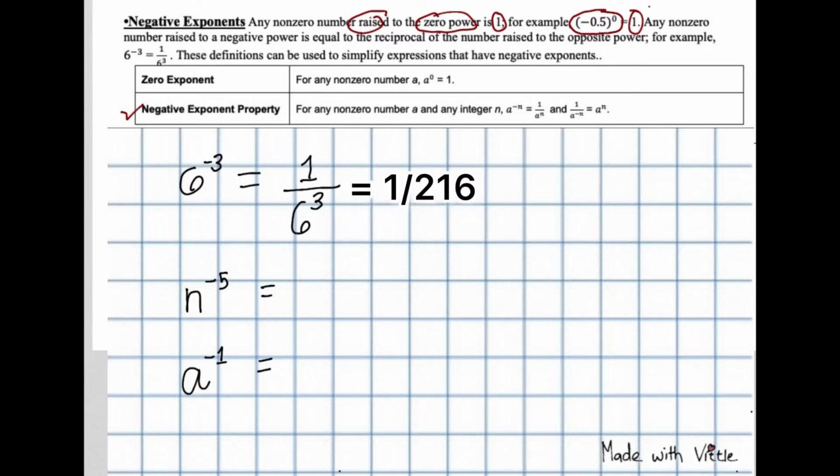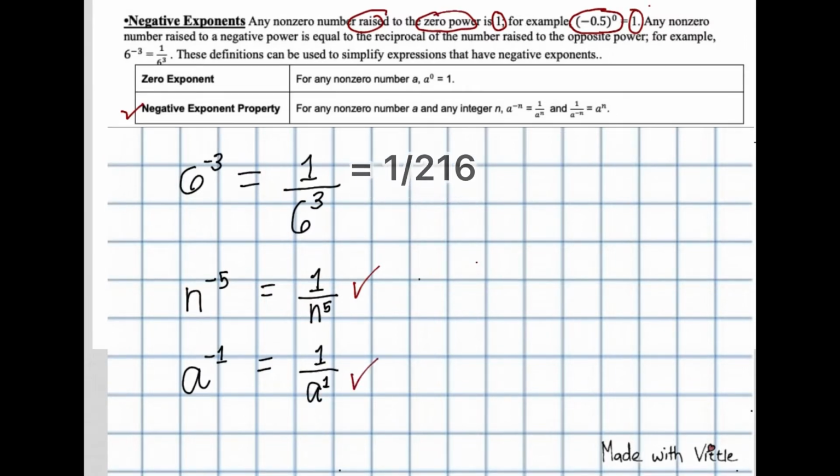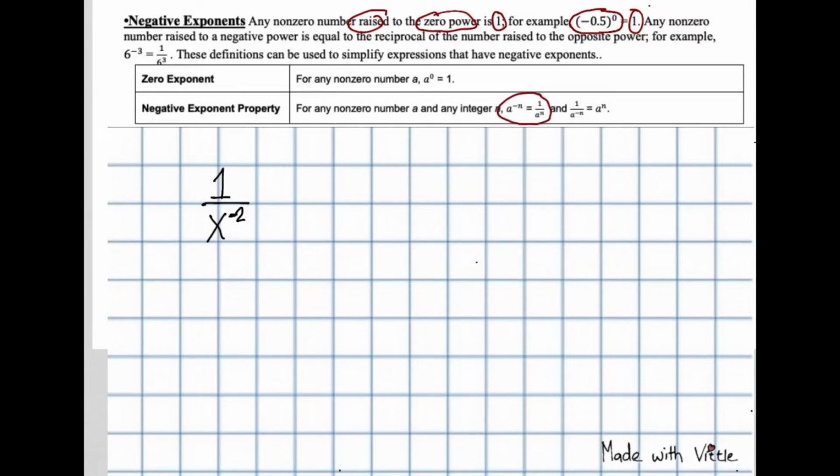So what do you think of n to the negative fifth? Right, 1 divided by n to the fifth. And a to the negative first power? Correct. And what if your denominator has a negative exponent? Then you just have to put it on top of the fraction as a numerator or one of the numerators, so you can write it with a positive exponent or power.